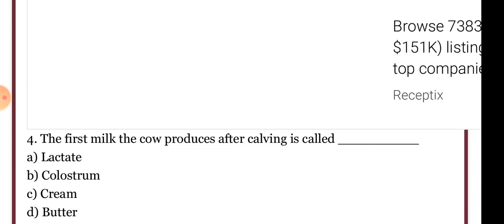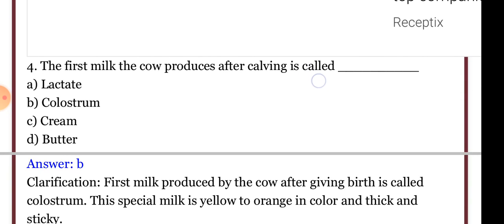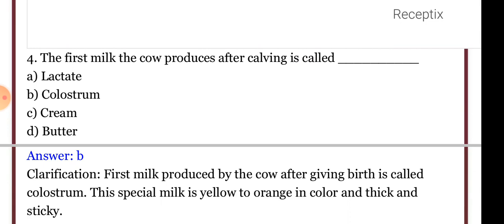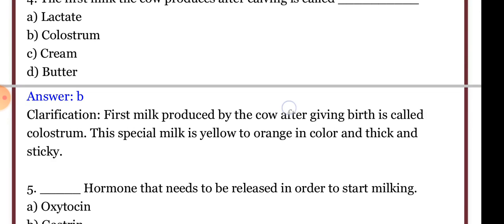The first milk the cow produces after calving is called colostrum. Cream and butter are the products of milk processing. The first milk produced by a cow after giving birth is called colostrum. This special milk is yellow to orange in color, thick and sticky, and is rich in antibodies.